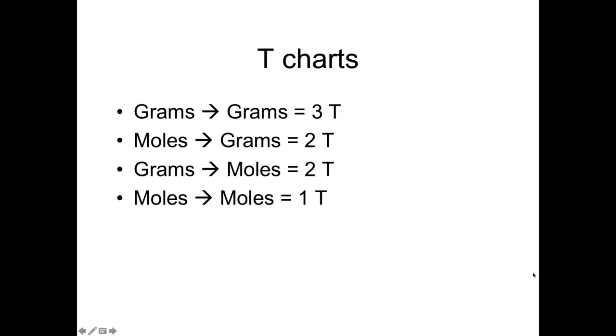So just a brief overview when it comes to stoichiometry for the T-charts, because not always will you need 3 T's. If you're going from grams of one item to grams of another, you'll need 3 T's. If you're starting off with moles of a substance and you want grams of a different substance, that's going to be 2. And correspondingly, if you start off with grams of a substance and you want moles of a different item in the balanced equation, that'll be 2. And then if you're going moles to moles, it'll just be a 1 T step.